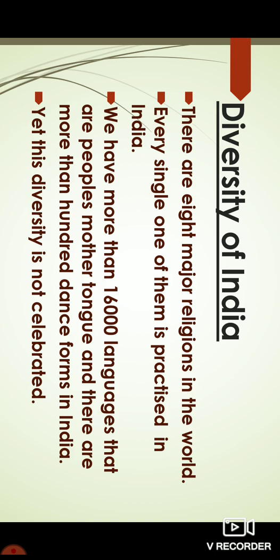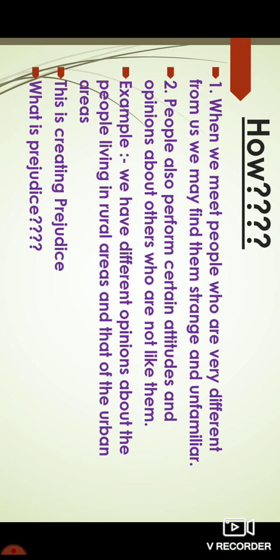See, 8 major religions, 16,000 languages, so many types of dance forms, so many types of geographical features. We have sea, we have desert, we have snow. Each and everything is there in India, but still we are not celebrating this diversity. Why? We will see it further. How are we not celebrating the diversity? This is what we are learning about difference and prejudice.